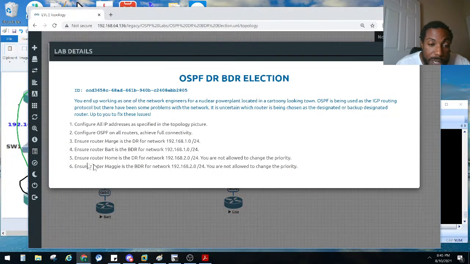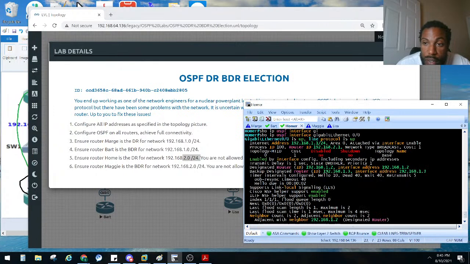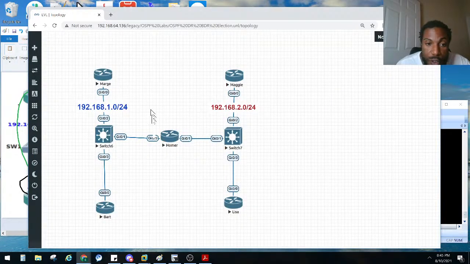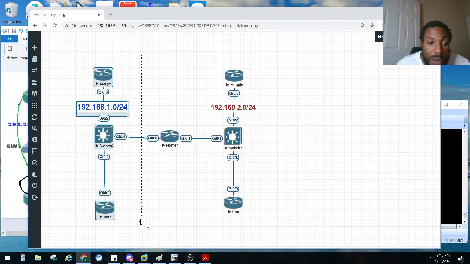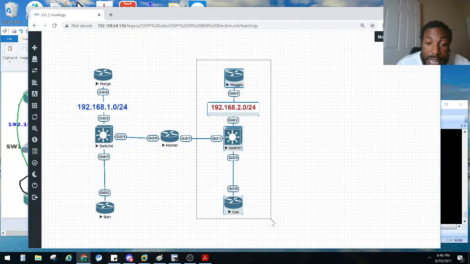All right, so let's go ahead and catch up with Morningstar over there. Step 5 says, ensure router Homer is the DR for network 2.0. Right now Homer is a DR for this network segment, right? This is a broadcast network, we can see it right here. It says broadcast. So for that broadcast segment right there, Homer is a DR, but we want to make him a designated router on this side of the network, right?